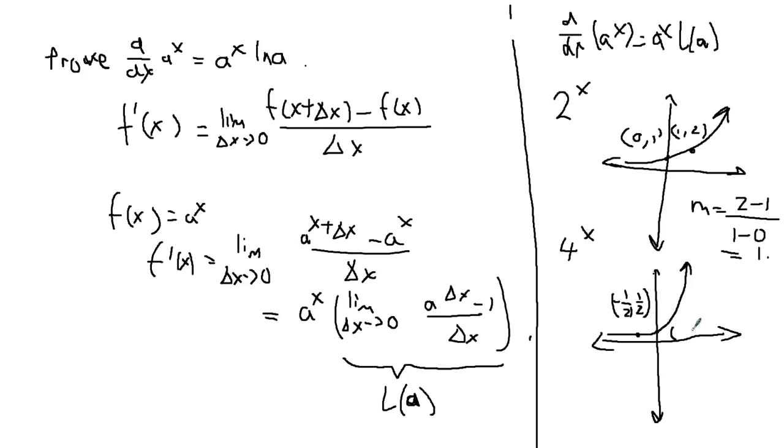And this is at (0, 1) as well, right? (0, 1). So the slope is equal to 1/2 minus 1 over negative 1/2 minus 0, which is equal to 1. It's negative 1/2 over negative 1/2, which is 1.